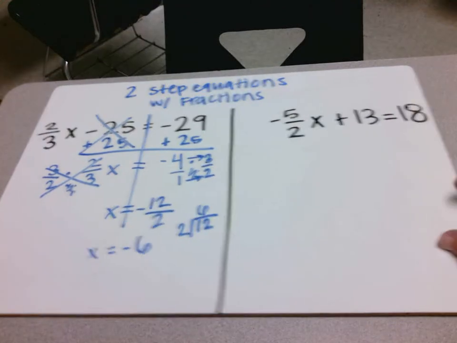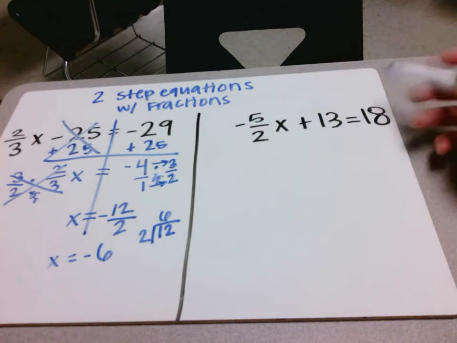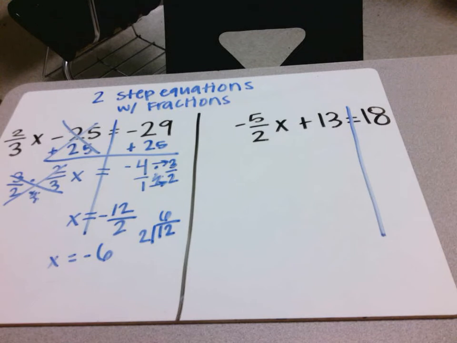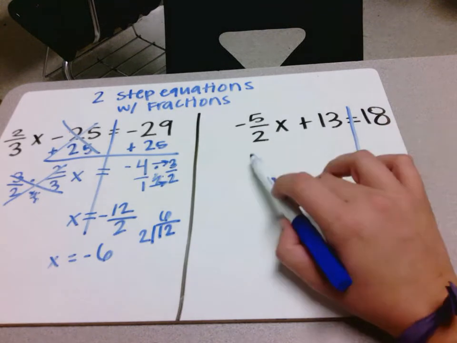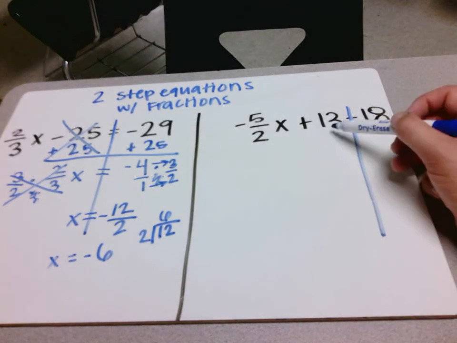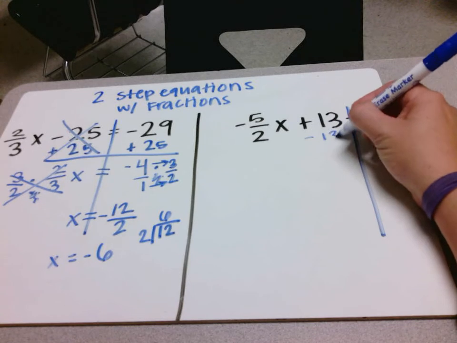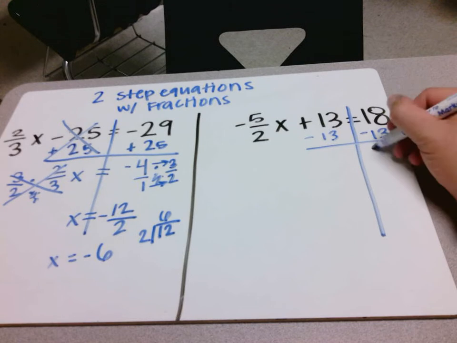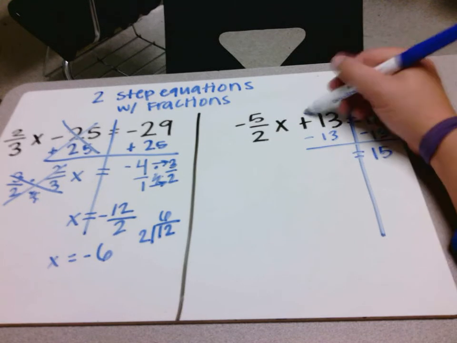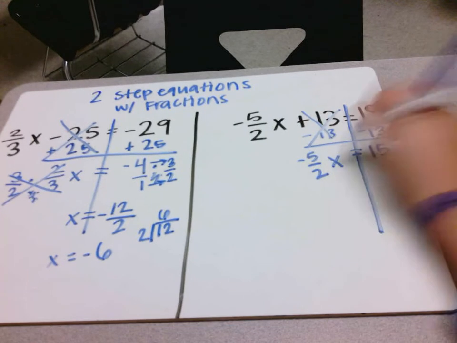Let's look at this other example. Negative 5 over 2 x plus 13 equals 18. Let's draw a line down the equal side to separate the sides. I want to start with a number that's not attached to the variable, but that's on the variable side of the problem, which is that 13. Currently it's being added, so I want to do the inverse, which is subtraction. 18 minus 13 is 5. That cancels out, and I bring down my negative 5 over 2 x.